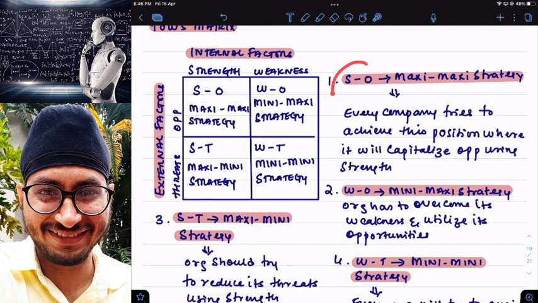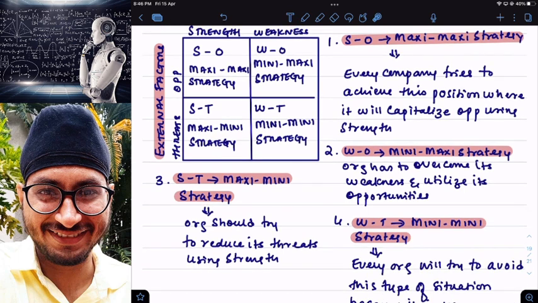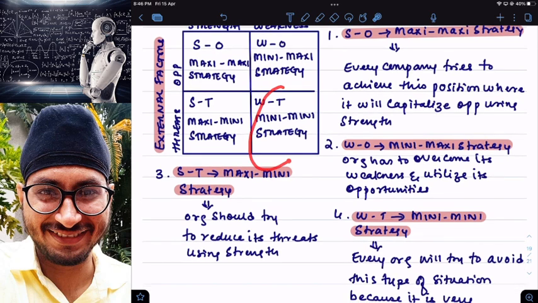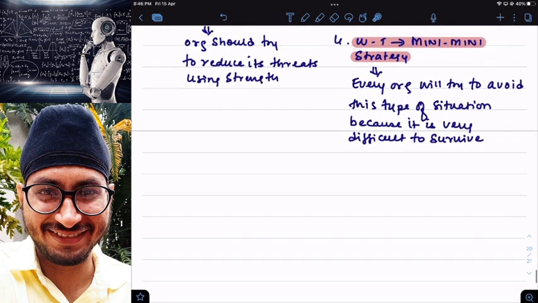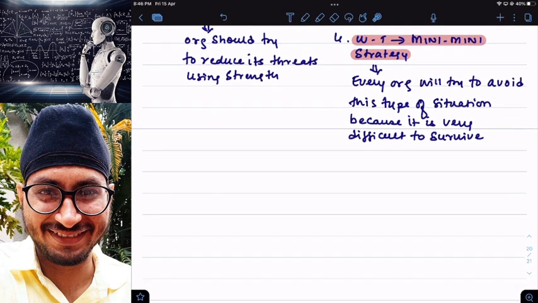So SO means strength and opportunities. Every company will try to achieve this position wherein I will try to utilize my opportunities and strength. In WO, I will try to reduce my weakness to grab my opportunities. I will try to increase my strength and convert my threats into opportunities in ST strategy. And every company will try to avoid WT, where weakness is also there, threat is also there, which becomes very difficult for small companies to survive. I hope it is clear. Anyone has any doubts here?